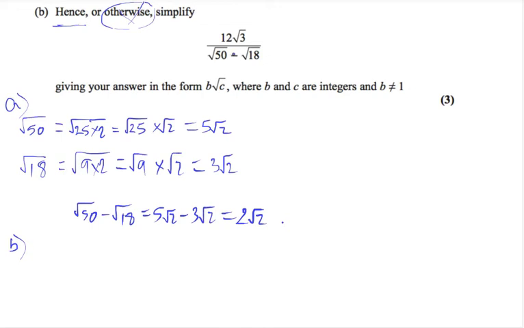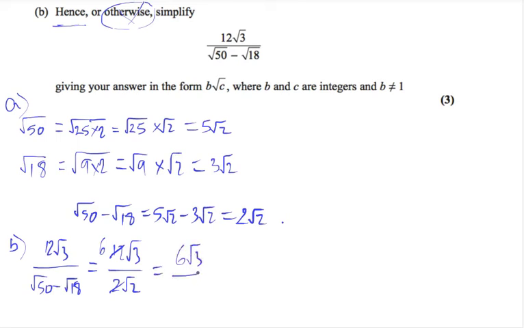Looking at the denominator of this expression, this is what we've just simplified for part A. So 12 root 3 over root 50 take away root 18 is 12 root 3 over 2 root 2. 2 root 2 was our answer to part A. We can do 12 divided by 2 to get 6. So 6 root 3 over root 2.